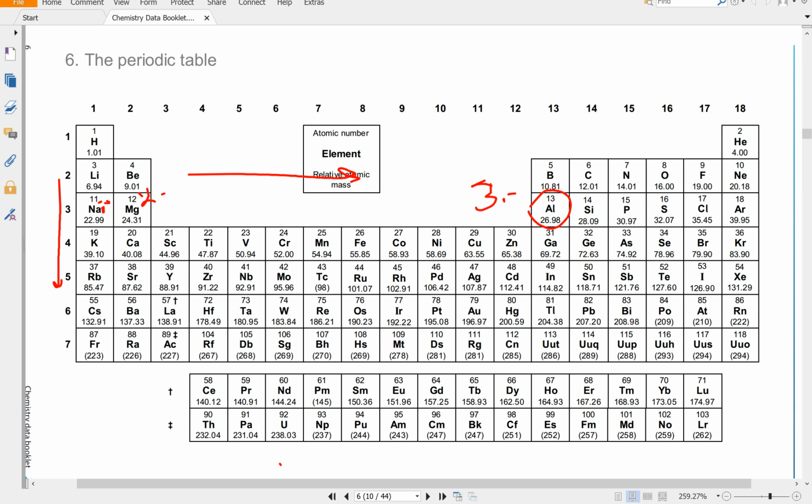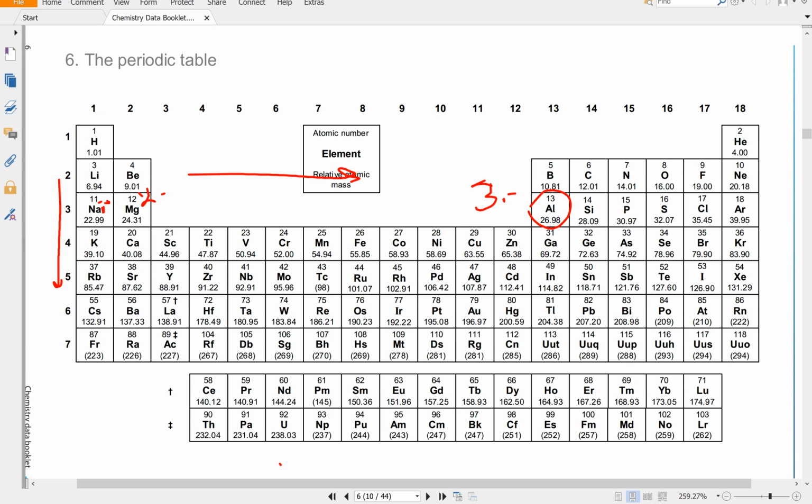But the difference here is that when you are going down the group, the size of the metal ion becomes bigger. When the size of the metal ion becomes bigger, the metallic bond becomes weaker, so the melting point decreases when you are going down the group. This happens for all of the groups in the periodic table.